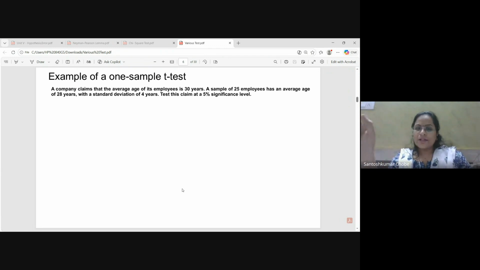So with a standard deviation of 4 years, test this claim at the 5% significance level. I hope you have understood the numerical. So the problem statement is: the company claims that the average age of its employees is 30 years. Company claims that average age of employees is 30 years.